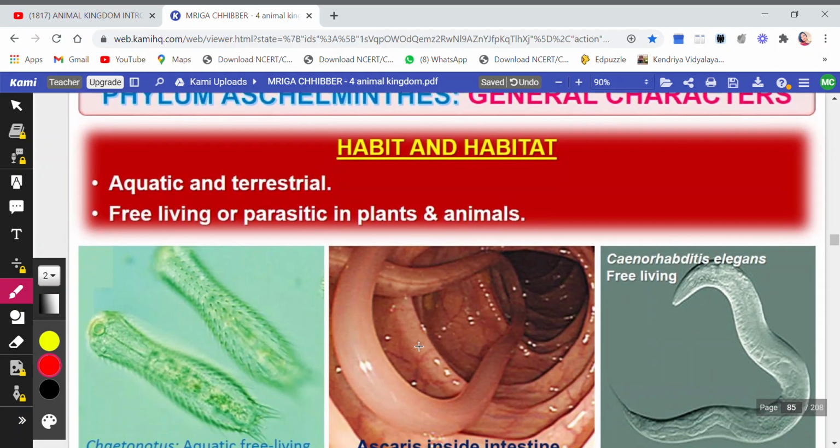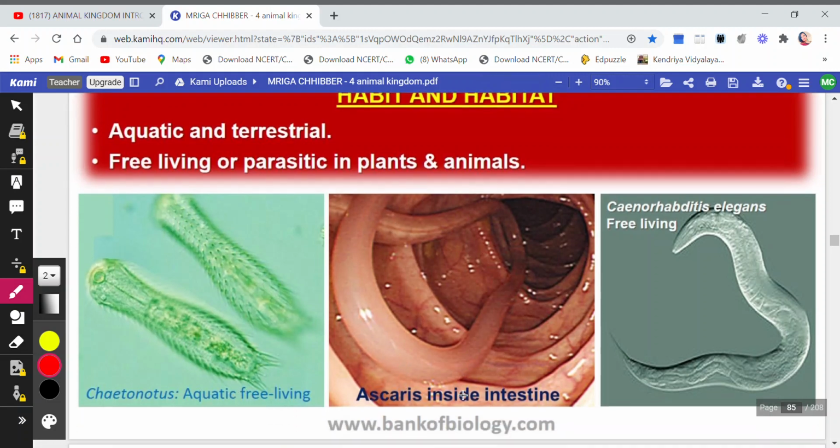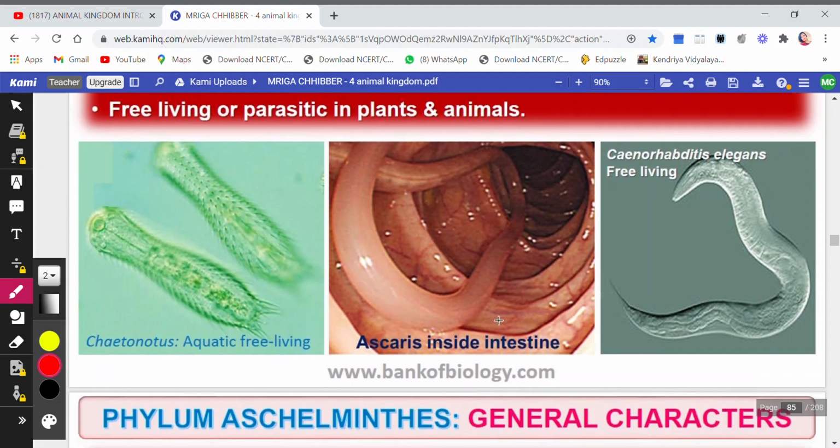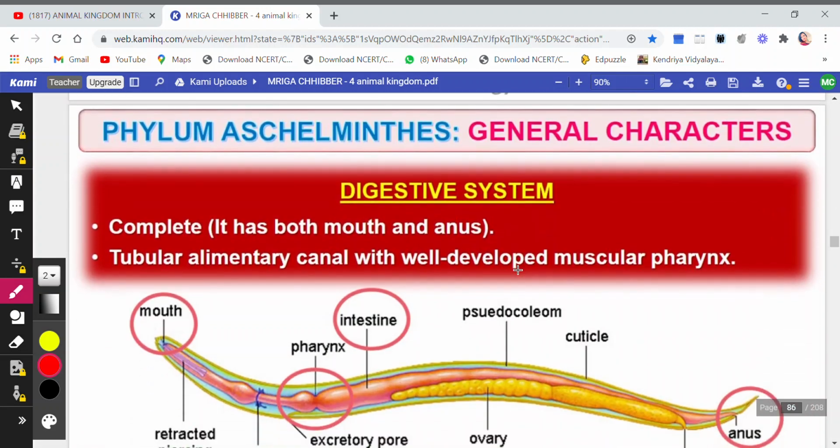Then habit and habitat: they are aquatic and terrestrial both. They are free living and also parasitic, that is, they live inside plants and animals. So this one is aquatic free living. And Ascaris is present in the human intestine. These are the Ascaris, and free living ones also. Elegans are also present. There are many types of worms which are free living or parasitic.